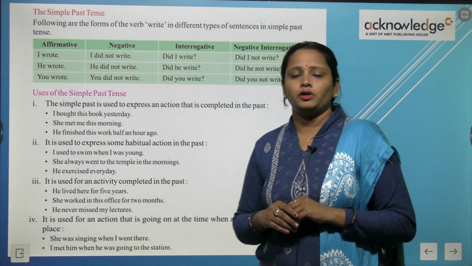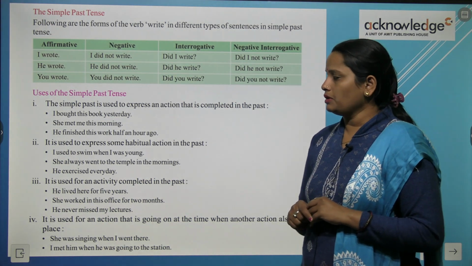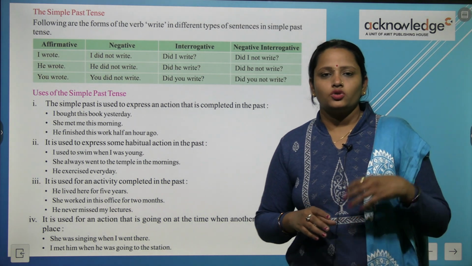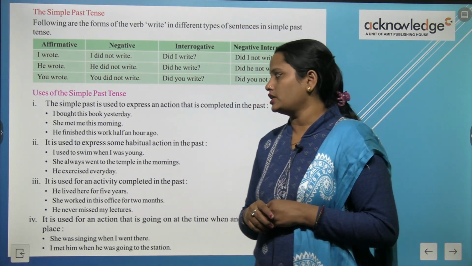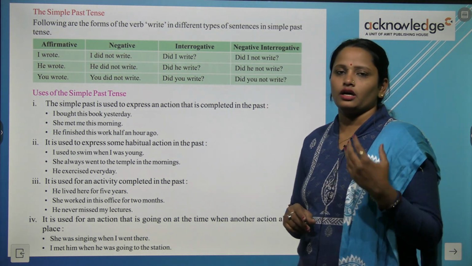Now the uses of simple past tense are given here. Let's read it. The simple past is used to express an action that is completed in the past. So an action that has been completed in the past. I bought this book yesterday. She met me this morning and she finished this work half an hour ago.